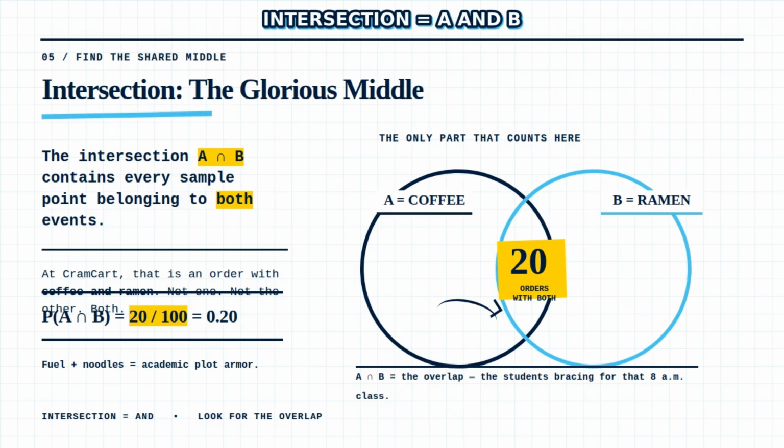Intersection focuses only on the shared middle. A intersection B means an outcome belongs to both A and B. For CramCart, that is an order containing coffee and ramen. The overlap holds 20 orders, so the probability of A intersection B is 20 over 100, or 0.20. A quick translation trick. Union means or, while intersection means and. If you remember that pairing, the notation becomes much friendlier.